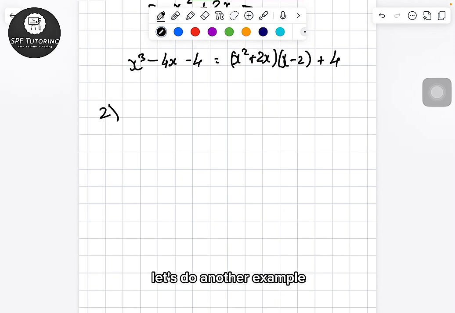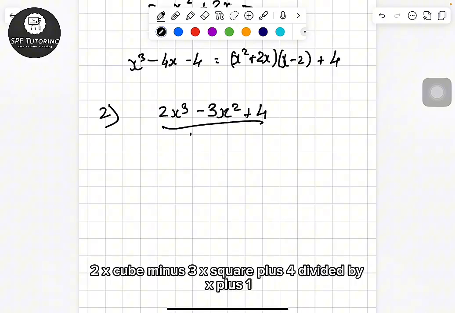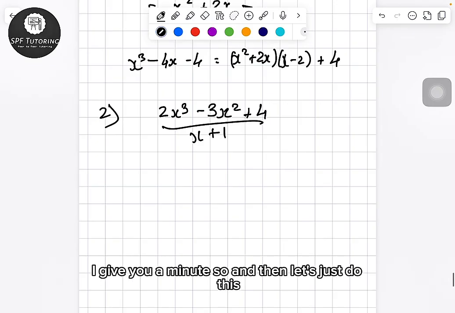Let's do another example. Another example is 2x cubed minus 3x squared plus 4, divided by x plus 1. That's your question, and I would suggest that you pause the video and do this by yourself to gain confidence. Okay, I'll give you a minute.